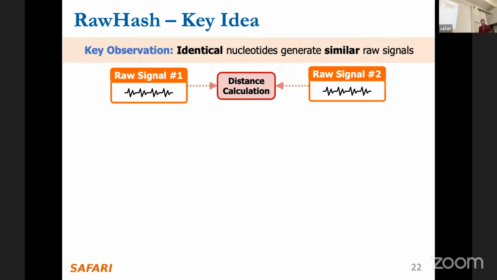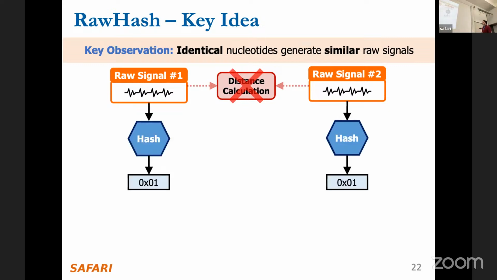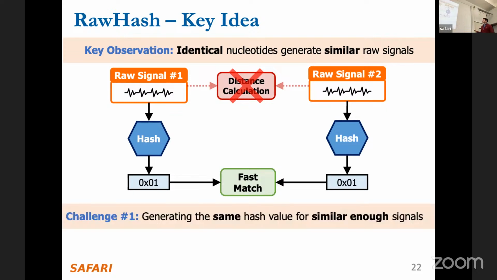So if the distance, for example, a Euclidean distance between a pair of raw signals is small, then this can indicate similarity between them. However, as the genome size increases, given that this distance calculation is very costly, this becomes impractical for larger genomes, and we cannot do real-time analysis. Instead, in RawHash, what we want to do is, instead of doing distance calculation, generate a hash value from raw signals so that we can enable fast matching.